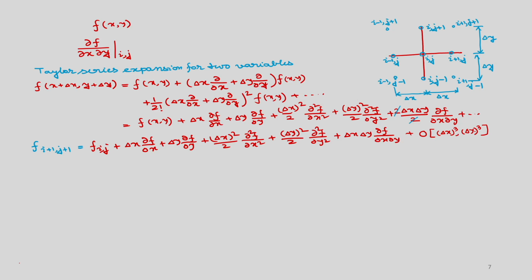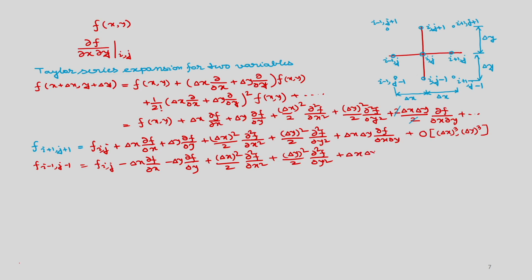Okay. So, now if you write for f(i-1, j-1), similarly you can write f(i,j) minus Δx ∂f/∂x minus Δy ∂f/∂y. Okay. So, it will be plus Δx²/2 ∂²f/∂x², then plus Δy²/2 ∂²f/∂y², and then plus Δx Δy ∂²f/∂x∂y.